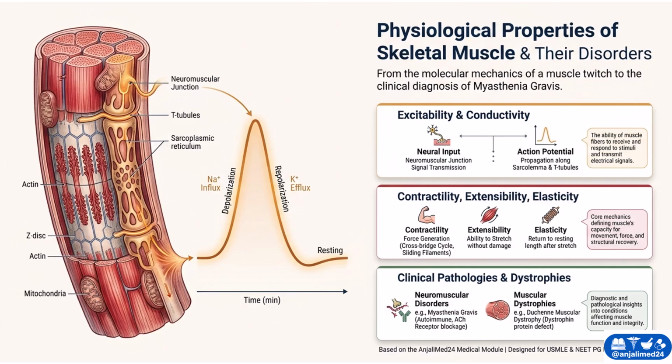Next, we will understand the five key properties of skeletal muscle: excitability, conductivity, contractility, extensibility, and elasticity. We will also connect these concepts clinically by discussing important disorders such as myasthenia gravis and muscular dystrophies. By the end of this session, you will be able to think and link the molecular muscle physiology with the real clinical diagnosis and exam based concepts. So, let's begin.